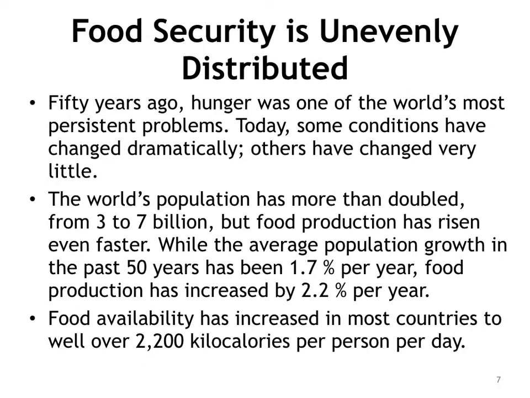The world's population has more than doubled, from 3 billion to over 7 billion, but food production has risen even faster. While the average population growth in the past 50 years has been 1.7% per year, food production has increased by an average of 2.2% per year. Food availability has increased in most countries to well over 2,200 kilocalories, the amount generally considered necessary for a healthy and productive life.